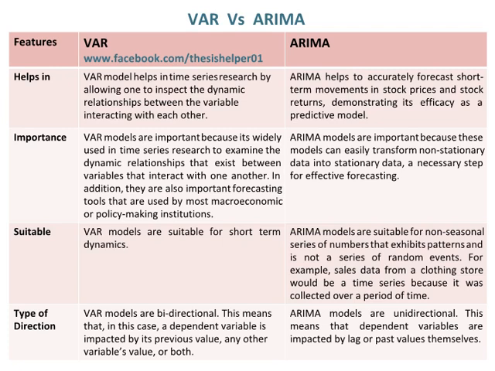This means that, in this case, a dependent variable is impacted by its previous value, any other variable's value, or both. Whereas ARIMA models are unidirectional. This means that dependent variables are impacted by lag or past values of themselves.